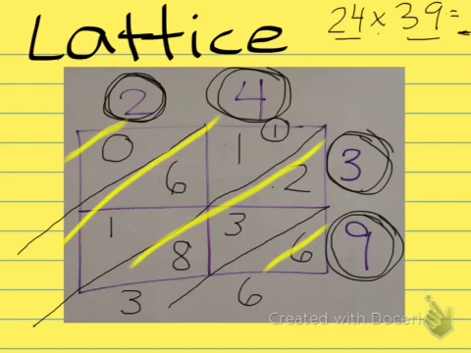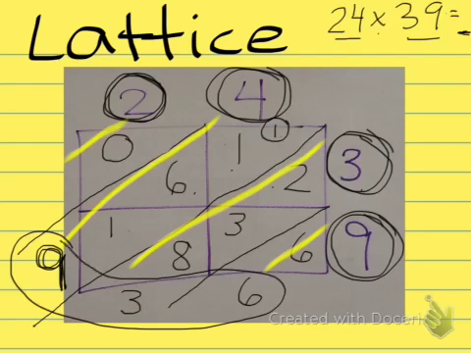Now I'm going to continue adding. 6, 7, 8, 9. And there is nothing to add with the 0, and I don't need to keep it there. So now I have my answer on the bottom, 936. So 24 times 39 is equal to 936. So that is my product.